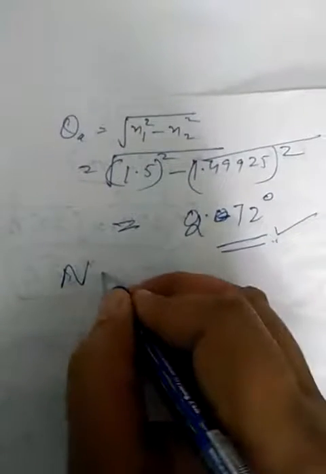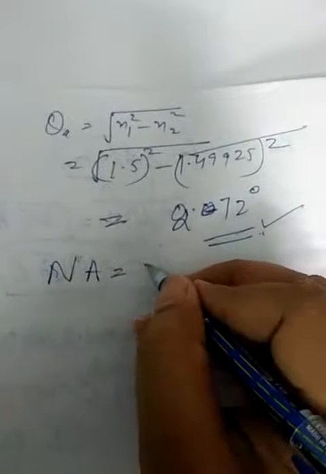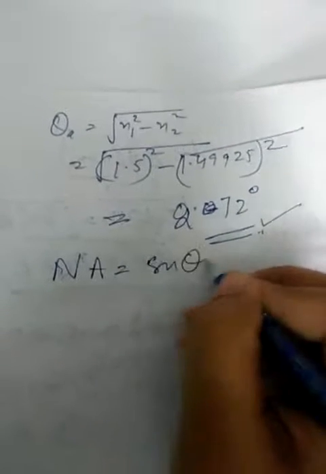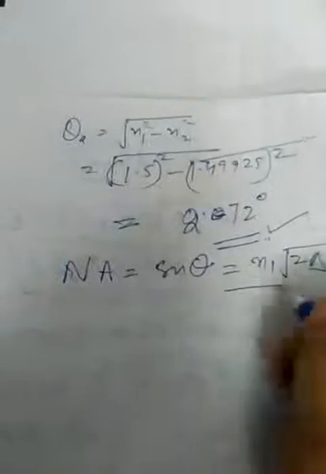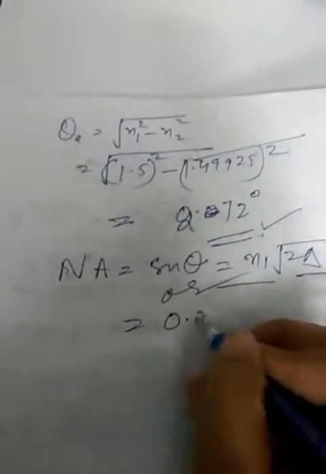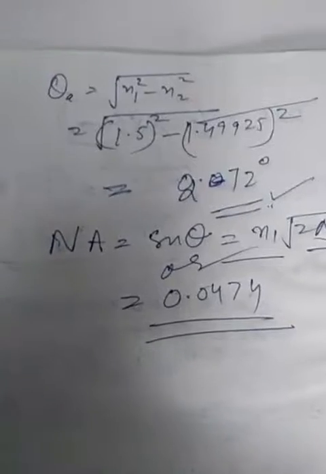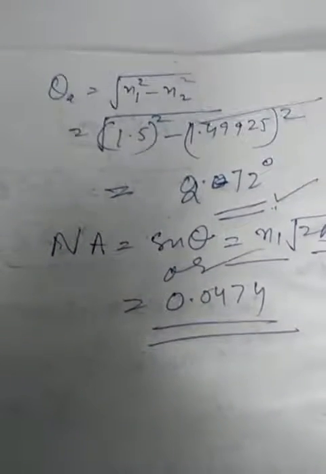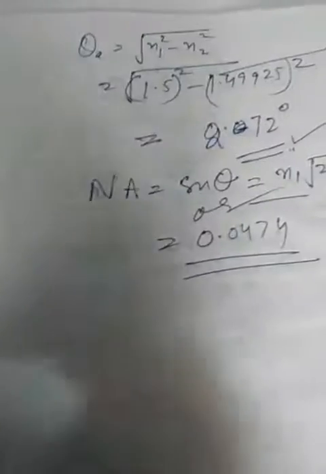And then the next part is about the numerical aperture, that is about the formula. You can use any one, either you can use sine theta or you can use n1 and root of twice delta. Any one of the formulas you can use, and you can find the value to be 0.0474. So this is the value of the numerical aperture, that is the light gathering ability of the fiber. So this was a particularly important question.